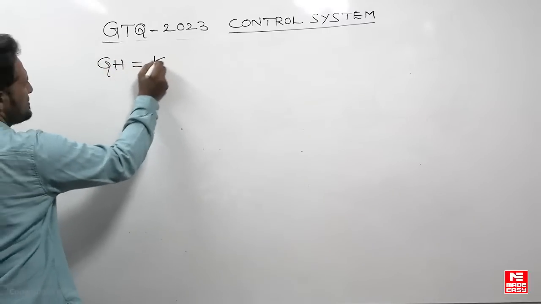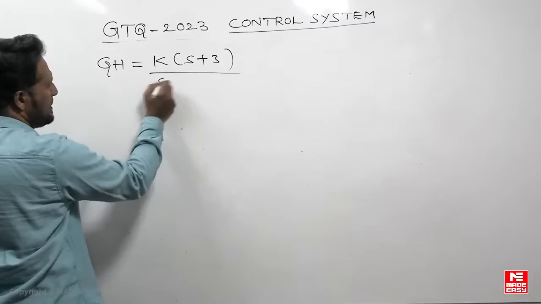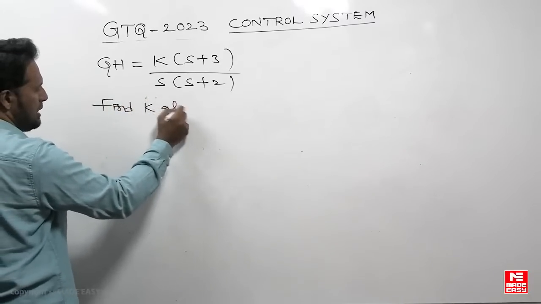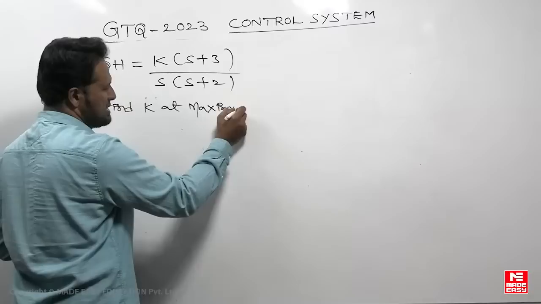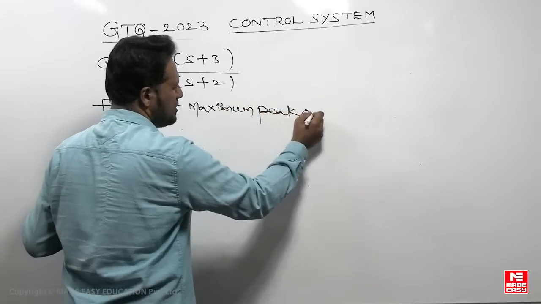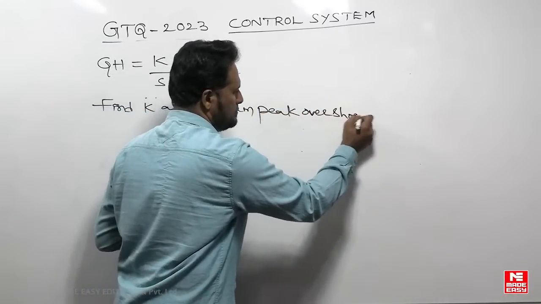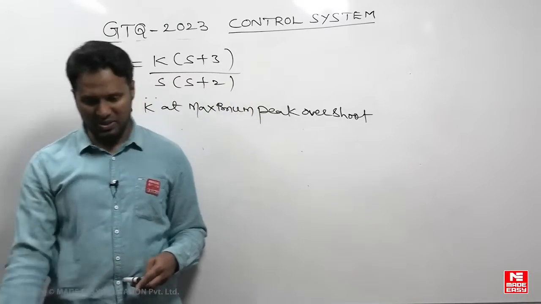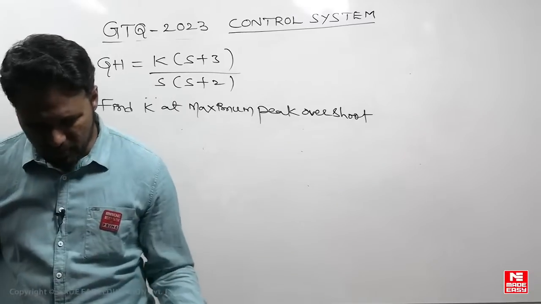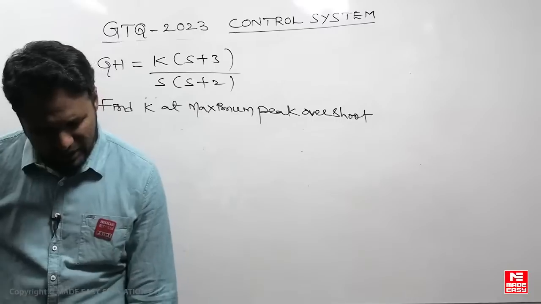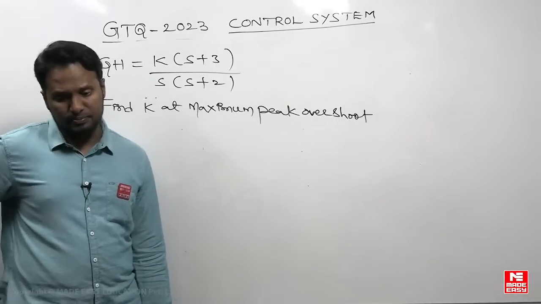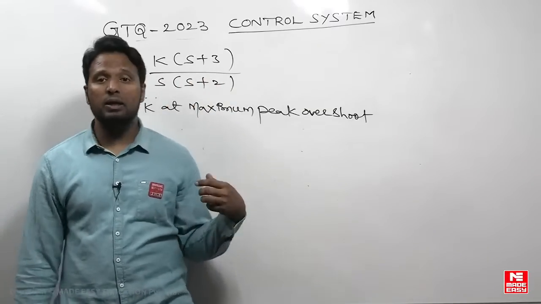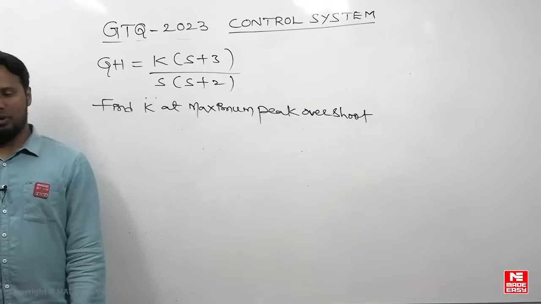Next, the open loop transfer function of a system is K(s+3) upon s(s+2). Find K at maximum peak overshoot. So if you understood the previous question, please provide your response to acknowledge that, then move to the next question. K(s+3) upon s into (s+2). The question is to find the K at maximum peak overshoot.